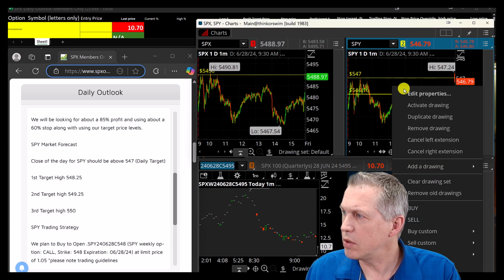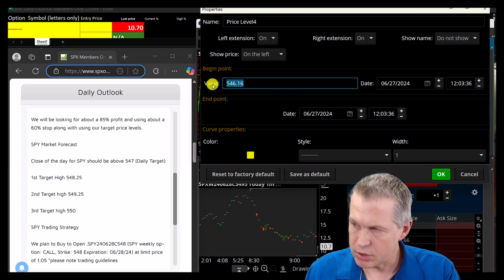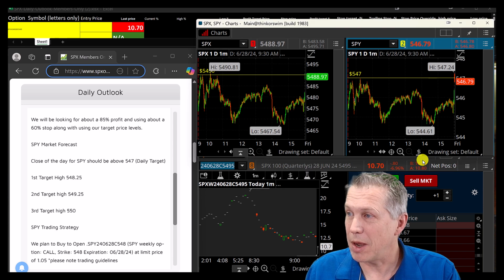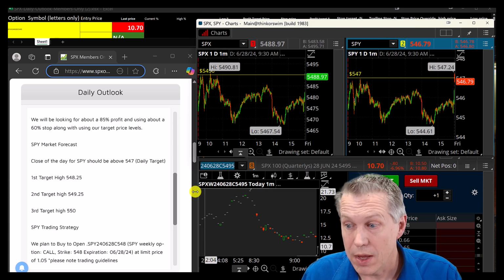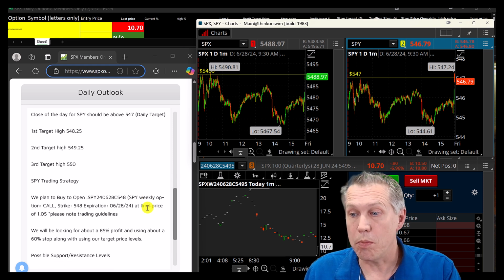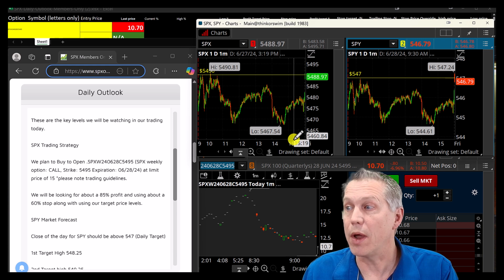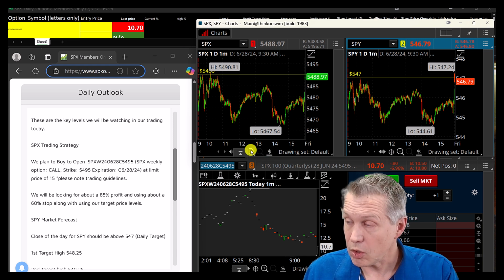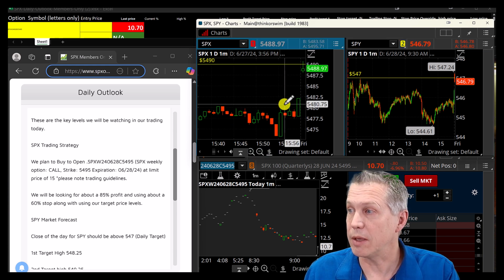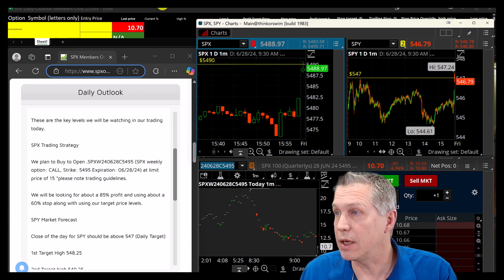Now, this can take a little bit of time if you're not familiar with how to do it, but once you get quick, you should be able to get these entered within about 30 seconds, and you're ready to go. Now, we're looking to buy to open on the SPX at a limit price of 15, so we don't want to go over 15. We're going to zoom in here so we can be watching our chart. Now we're ready to go for the day.